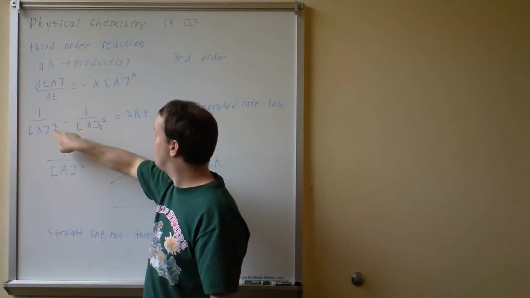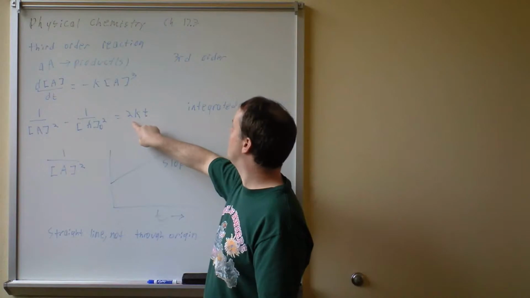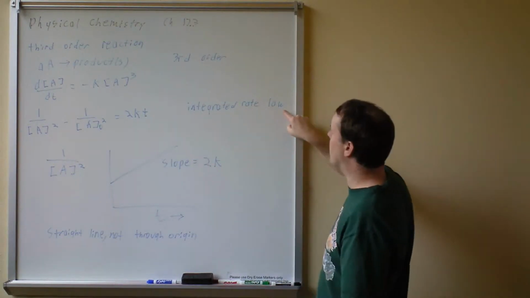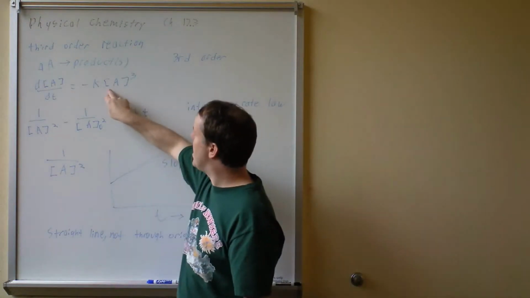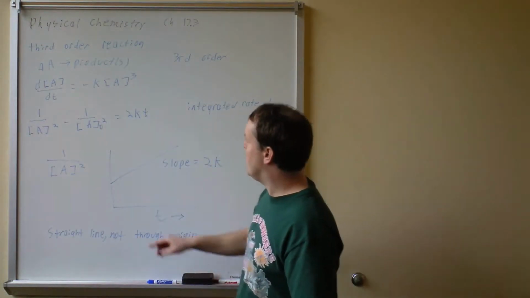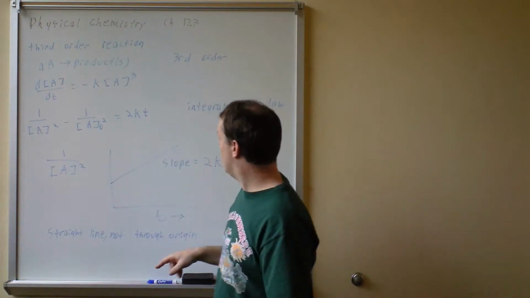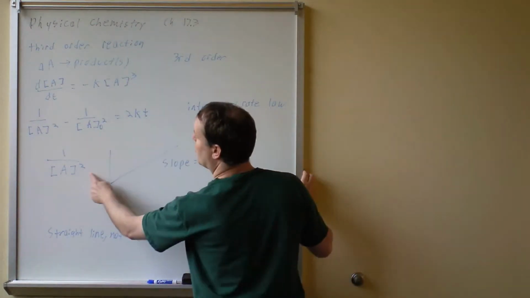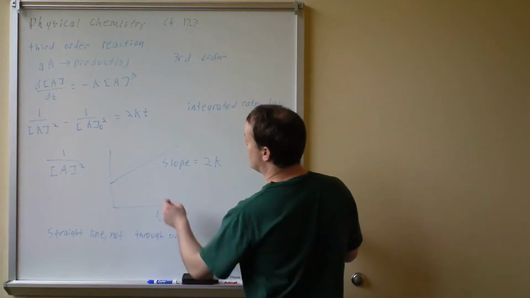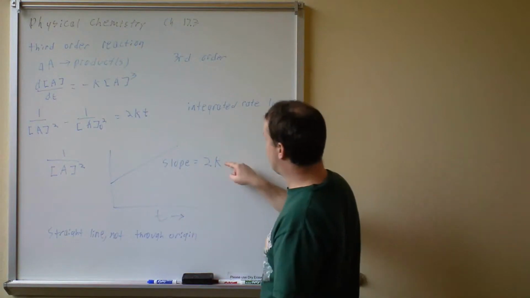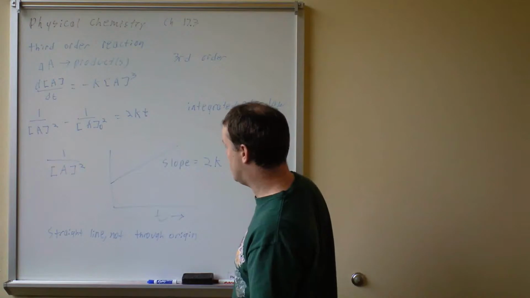It's just 1 over the concentration of A squared minus 1 over the initial concentration of A squared is equal to 2kt. This is the integrated rate law for a third order reaction of this type. So what this tells you, you just move this over here, you've got y equals mx plus b. So you graph 1 over the concentration of A squared against time, lowercase t is time, and you're going to end up with a straight line. It's going to have a slope of 2k. So this will give you a way to find your rate constant.